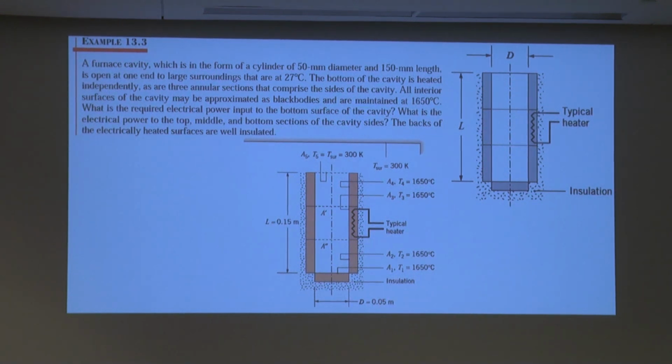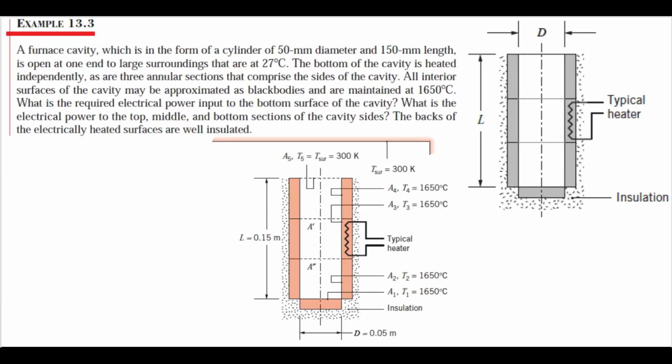But the outside, this little hole, is connected to surroundings that are essentially room temperature, 300 Kelvin. The question here is, if I want this to be at 1650 degrees, and this is open to 300 Kelvin, and I have this electrical heater, how much power should I put in each of these elements? And let's forget about convection, let's forget about everything. This is just a pure radiation issue.